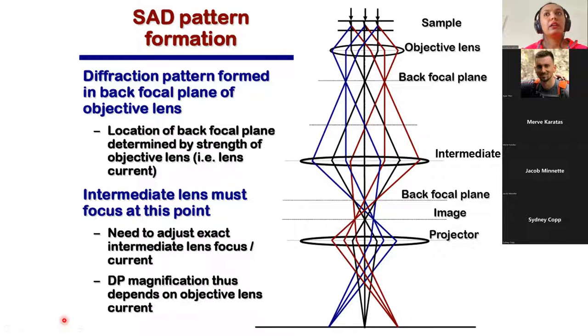So here, that's what is happening. We have a selected area pattern formation. And this is the main message from this slide: your diffraction pattern magnification depends on the objective lens current. And you should know exactly the calibration. If you don't know for what current of the objective lens what the magnification of the diffraction pattern is, then you will struggle with the values that you get for your D.